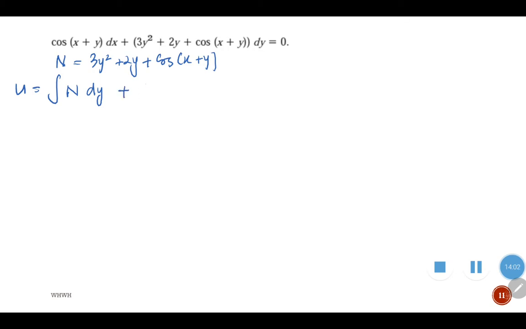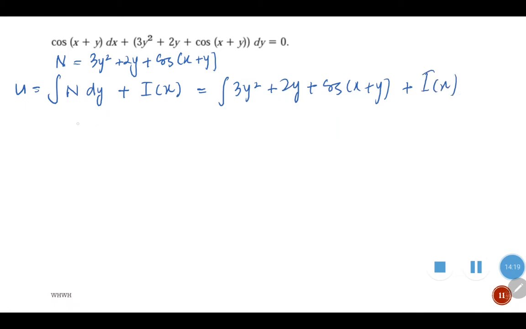Okay, so using the second method, maknanya untuk dapat u, we'll use n dy, integrate n with respect to dy, and then plus with I x. Right? So here, okay, our n is 3y square plus 2y plus with cos x plus y tambah dengan I x. Alright? Okay, so integrate lah macam biasa.